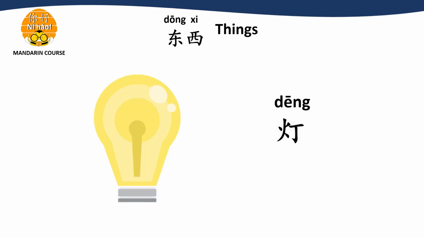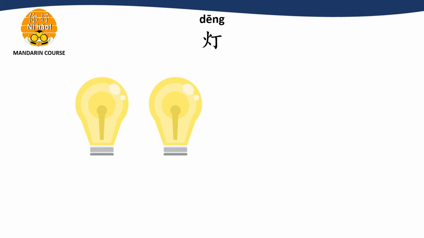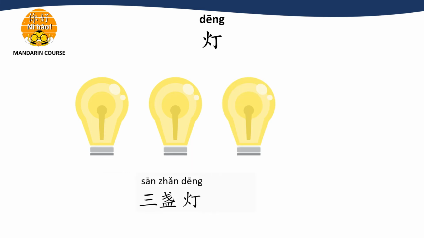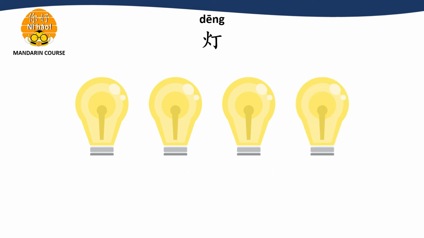The next thing is 灯 lamp. The quantifier of 灯 is 盏. 2 lamps 2盏灯, 3 lamps 3盏灯, 4 lamps 4盏灯.